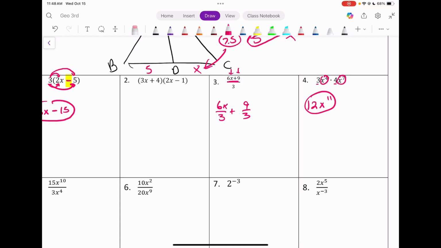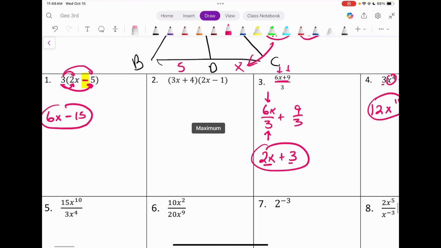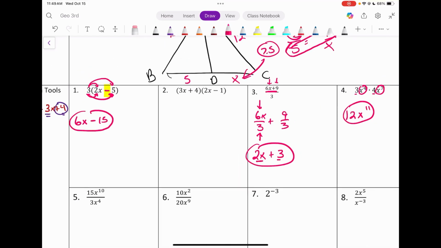Division works the same as multiplication. You can divide anything as long as you're only dividing the things that are alike. You're only combining the things that are alike. 6 divided by 3 is 2. Leave the x alone. Plus 9 divided by 3 is 3. Final answer, 2x plus 3. And again, they are not alike, so they cannot be combined. Can't add, subtract.